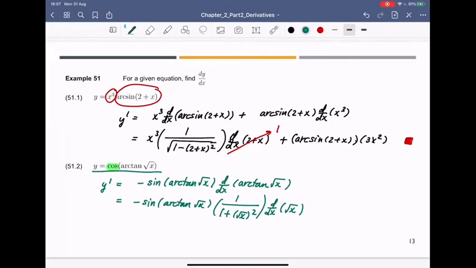And then the last step: I am not going to simplify anything. Differentiating square root x, I get 1 over 2 square root x. You can try it. So simple and easy, everyone.